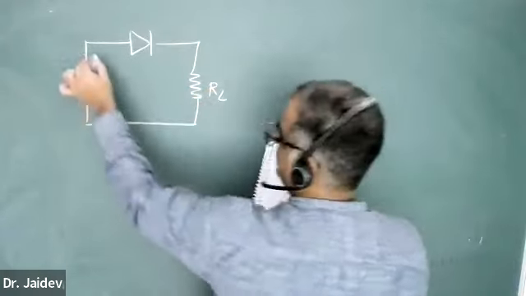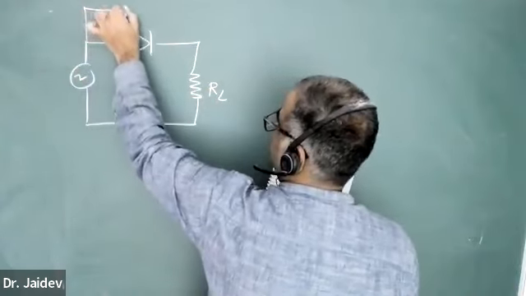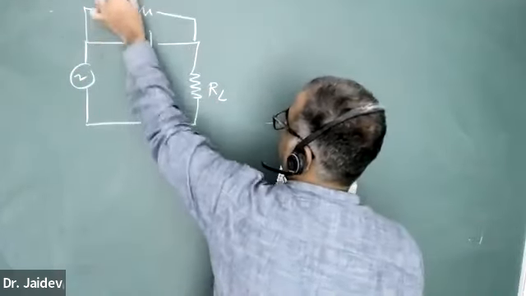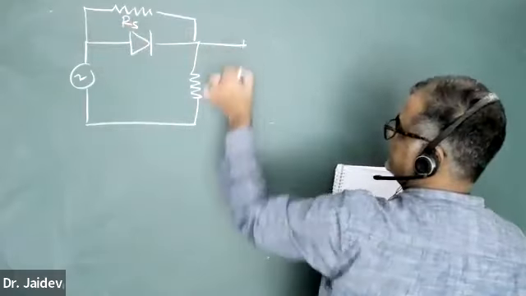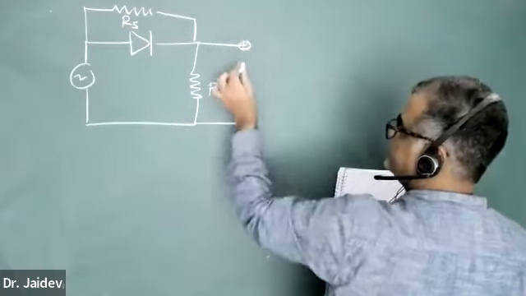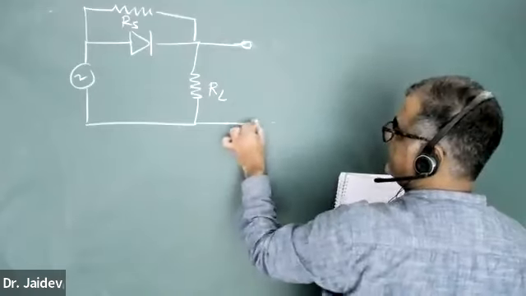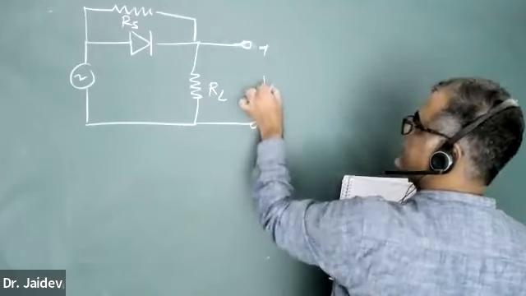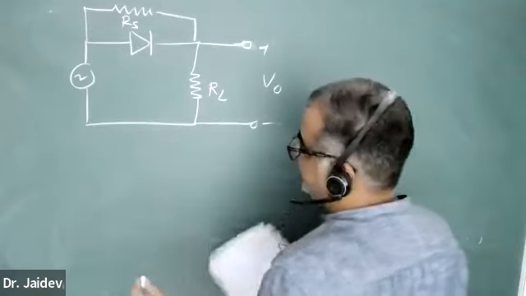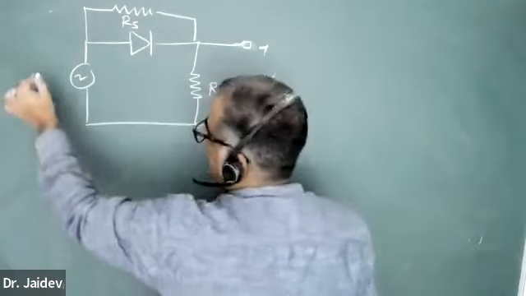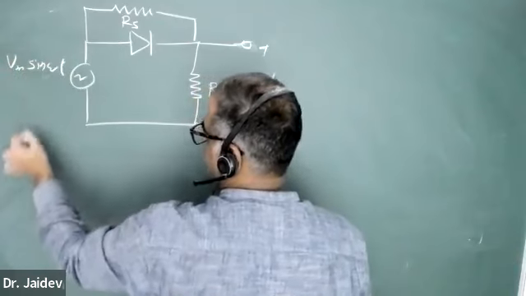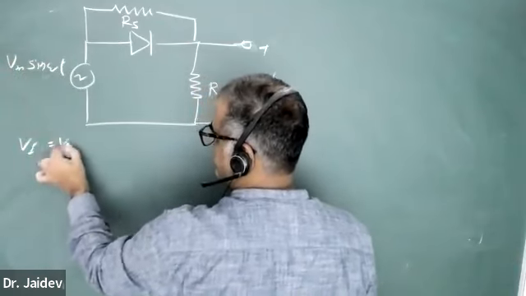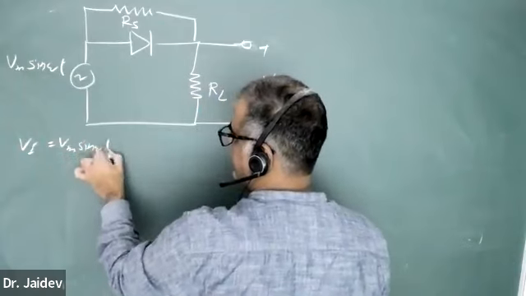This is your RL and here you have an RS. Again I am measuring V output in these two terminals, this is my terminal one, terminal two. This is my V output. Here I am applying Vm sine omega t, so my V input is again Vm sine omega t.